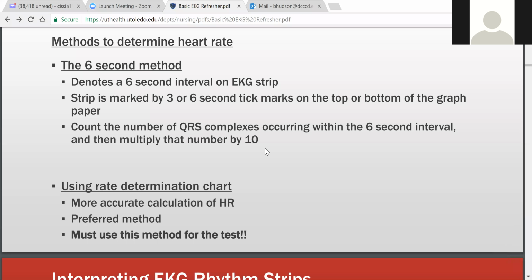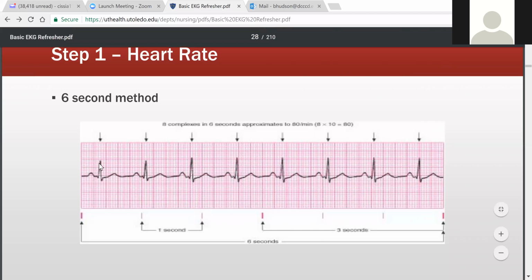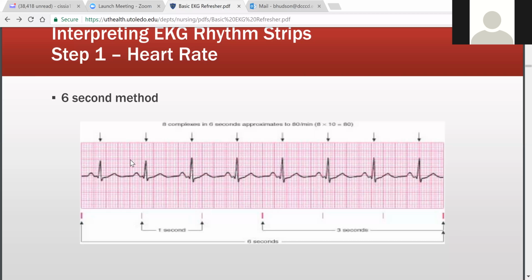So for example, here is a 6-second strip. And in this 6-second strip, if you were to measure this R to this R, they would be equal all the way through. And how would you do it?